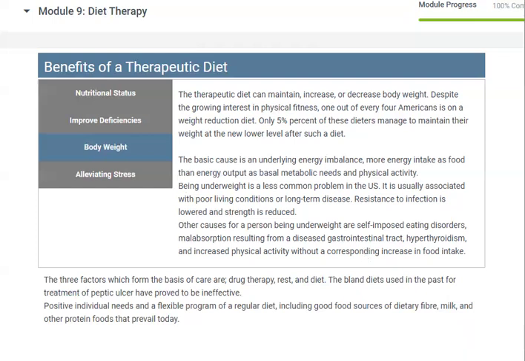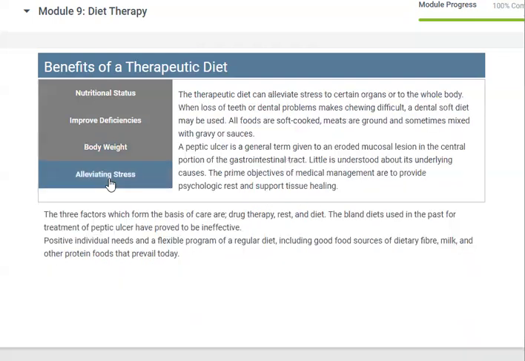Alleviating stress. The therapeutic diet can alleviate stress to certain organs or to the whole body. When loss of teeth or dental problems makes chewing difficult, a dental soft diet may be used. All foods are soft-cooked, meats are ground and sometimes mixed with gravy or sauces.